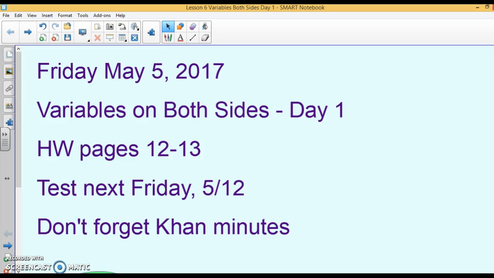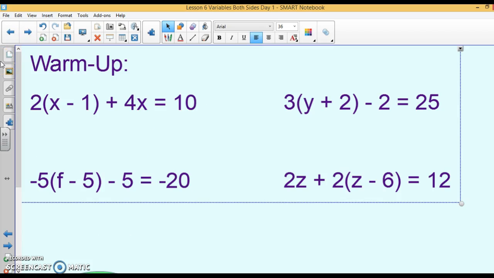So this is going to be lesson 6 in our solving equations unit for variables on both sides, day 1. Your homework will be page 12 and 13. I have a warm-up up here. It's going to be 4 problems dealing with distribution and combining like terms like we were working on last week. So if you want to hit pause and work on these.